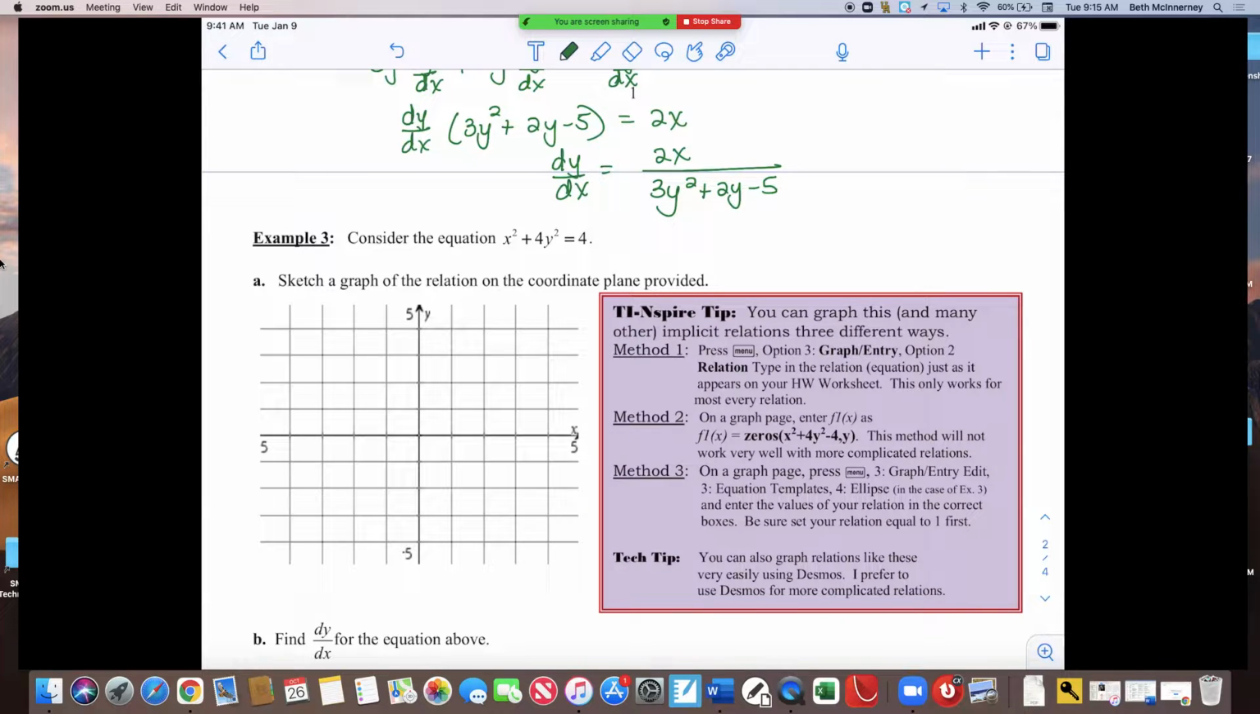The method 2, you could try this one. It says on a graph page, enter f1 of x, and you type in zeros, parenthesis, x squared plus 4y squared minus 4 comma y. It doesn't work, it says, with very complicated ones. Method 3, on a graph page, press menu, 3, graph, number 3, equation templates for ellipse.